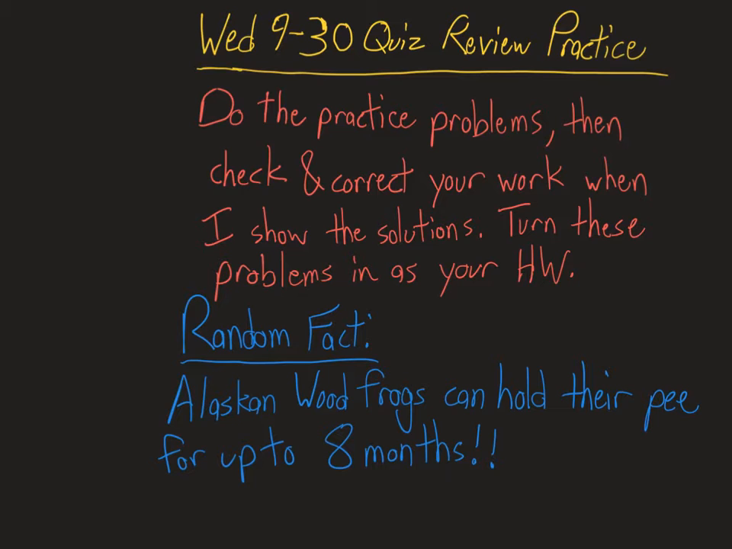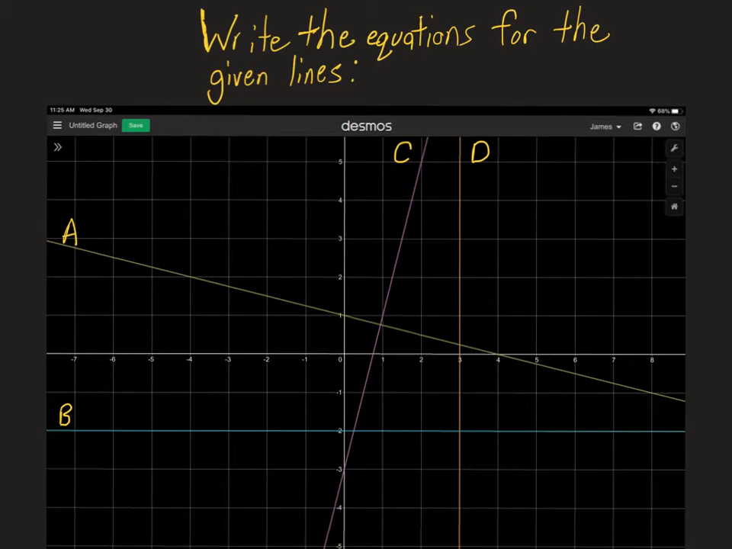All right, random fact. Did you guys know Alaskan wood frogs can hold their pee for up to 8 months? That's just gross.